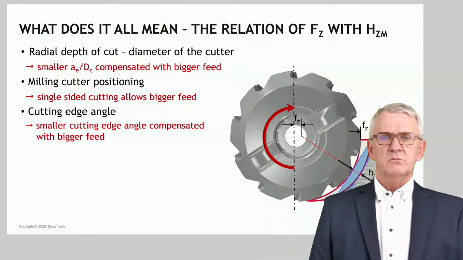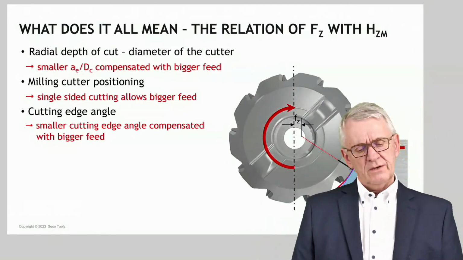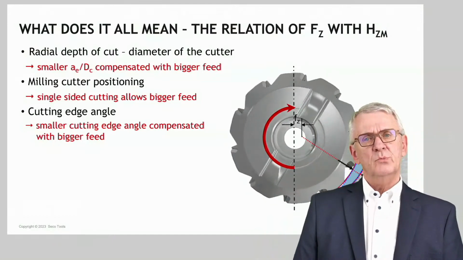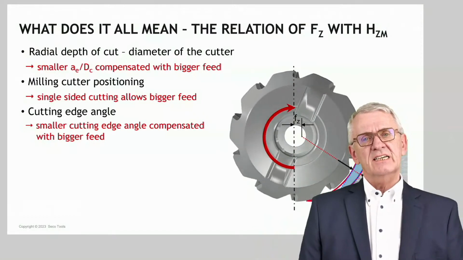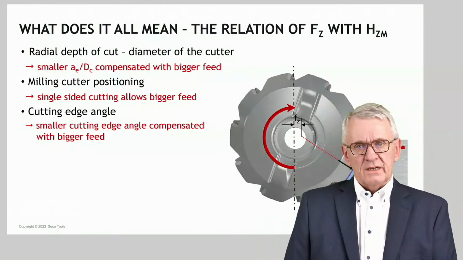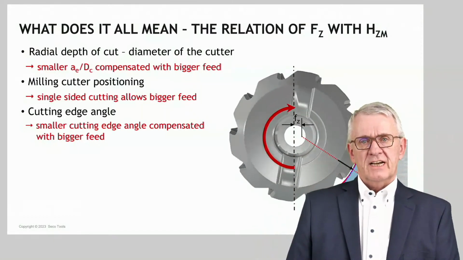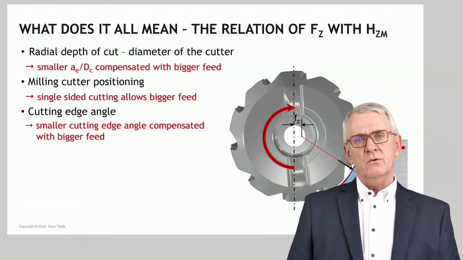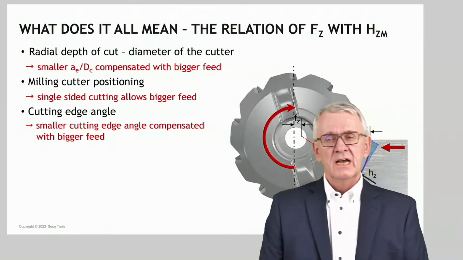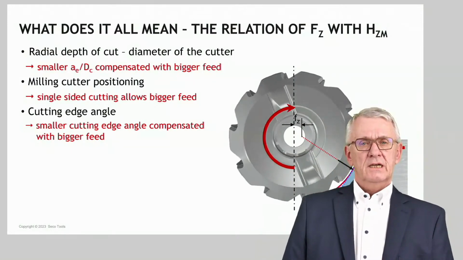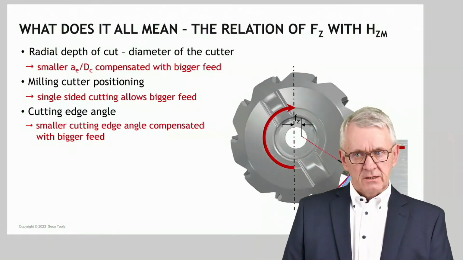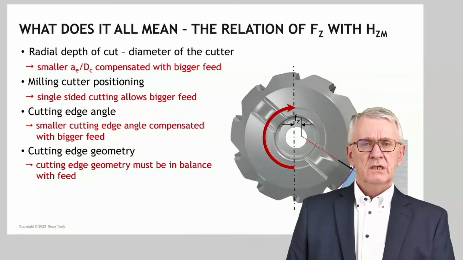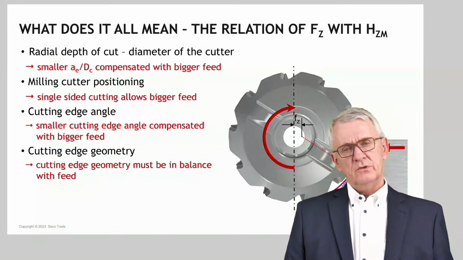Cutting edge angles: if you have smaller cutting edge angles, if you go away from the 90 degrees cutting edge angle, you can compensate that with bigger feed. In the extreme, that's what we do with high feed milling. There we have cutting edge angles of 2, 3 degrees, 5, 6 degrees, 10, 15 degrees, anyway, far away from 90 degrees, and that gives us the opportunity, in a big number of cases the obligation even, to use big feeds.